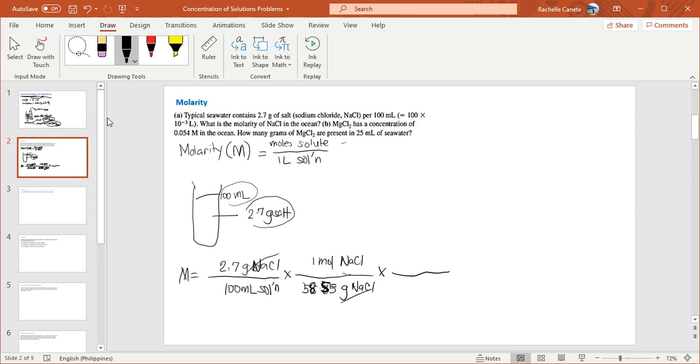Then you have 100 ml of solution, but you need liters. So you just convert ml to liters. 100 ml is equal to 100 times 10 to the minus 3 liters. So you just cancel that out, and you get the answer: 2.7 times 100 divided by 58.55 times 1.